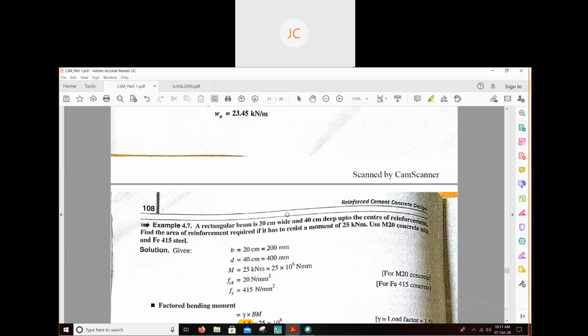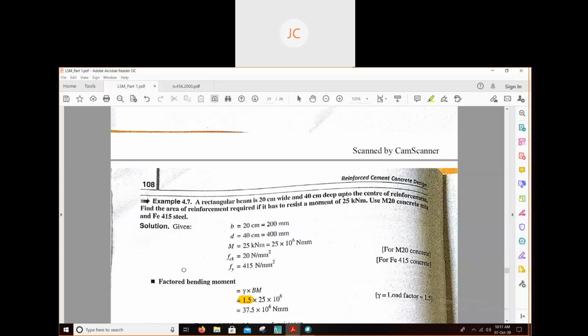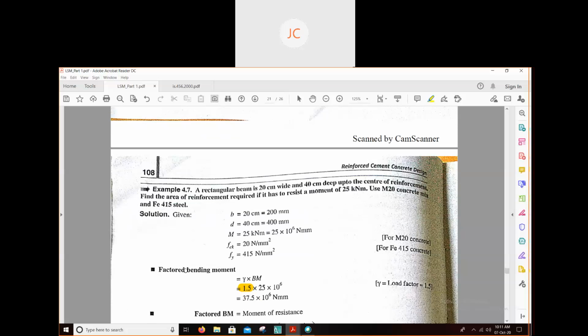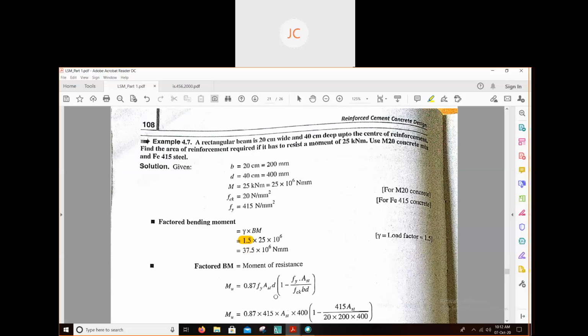Anyone got the answer? Anyone got the value of AST? In this question, your factored bending moment will be 30 into 10 to the power 6. And from this equation, you have to find out the value of AST.